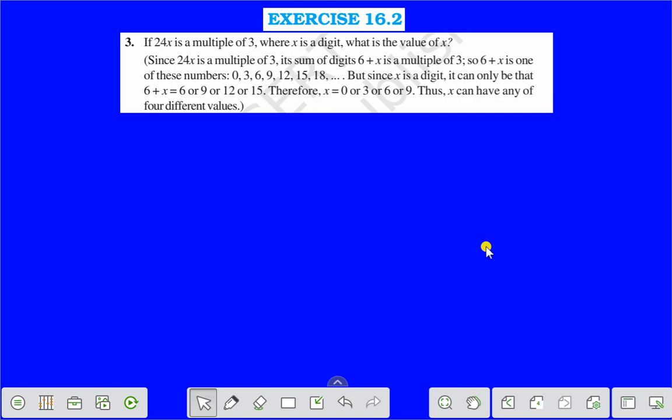Hello everyone. Today I'll discuss exercise 16.2 question number 3. If 24x is a multiple of 3 where x is a digit, what is the value of x? Let us find.